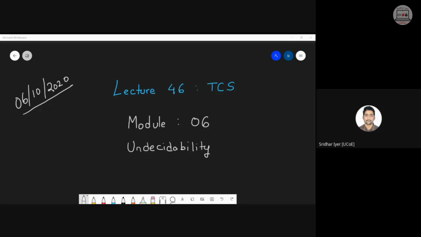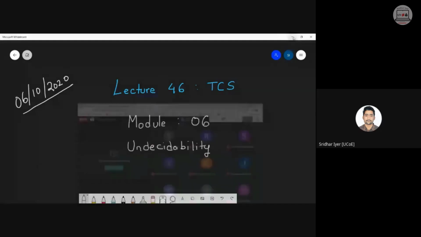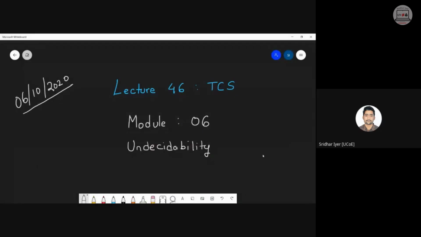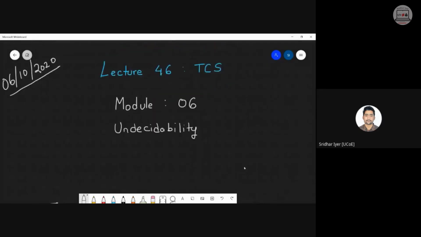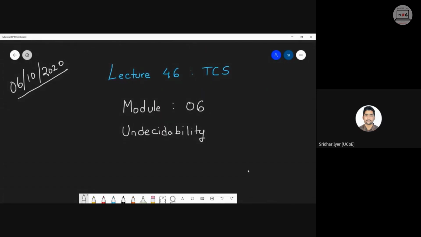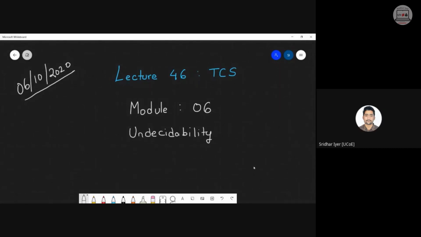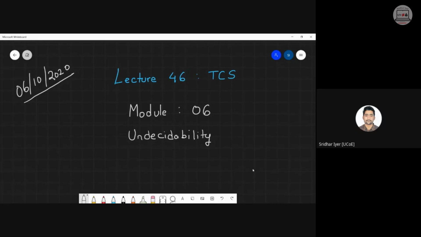Let's start today's lecture. The topics for this particular lecture are listed over here. We are going to start with our last module, module number 6, that is undecidability. This module is all about certain types of problems which we can't even solve using a Turing machine.